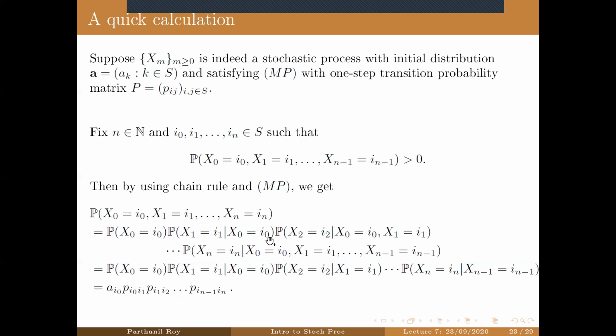Now use the Markov property. Using MP, we get that this one would be just depending on x1. So here, this is the present, this is the future. This is the present, and this is the past. So the past will go away. So this will just become x2 equal to i2 given x1 equal to i1. Similarly, all of them will change like that, and the last one would become xn equal to in given xn minus 1 equal to in minus 1. All the other ones will just go away because of the Markov property.